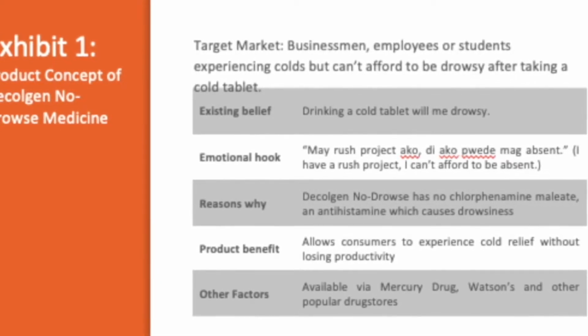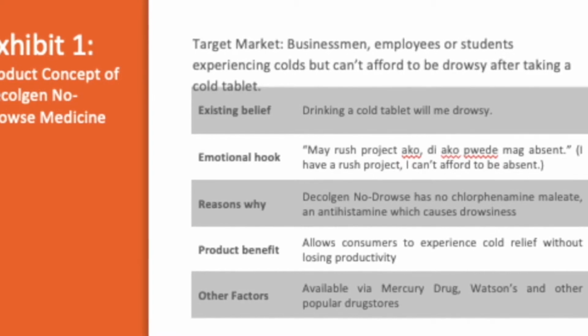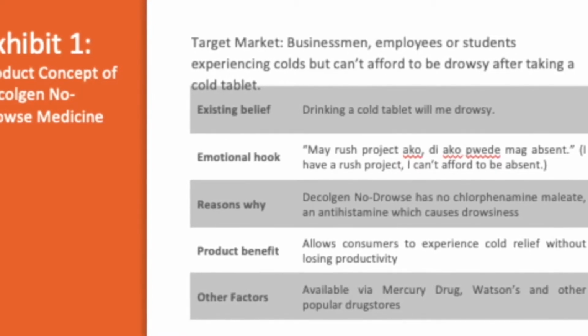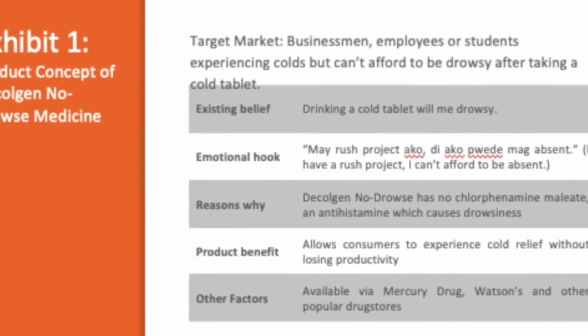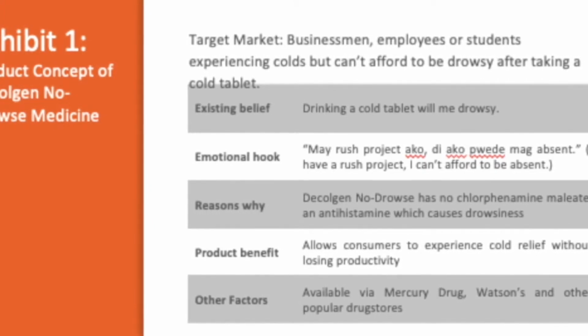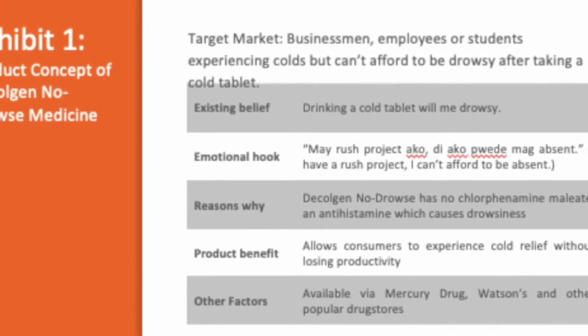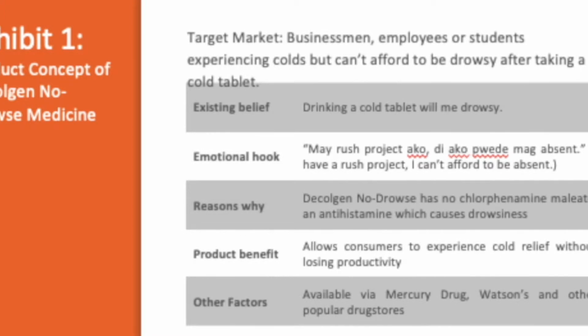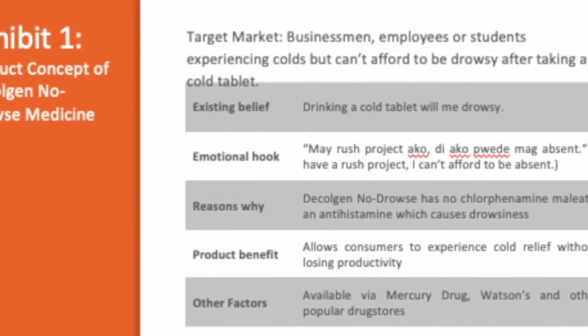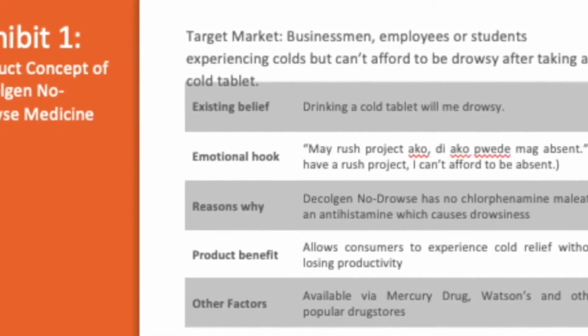The reason why states how the product differs and is better than its original version. Product benefit now states the benefit of the product as stated. Other factors, on the other hand, show different benefits from this product, like its availability in almost each and every drugstore. And that's it for concept test.